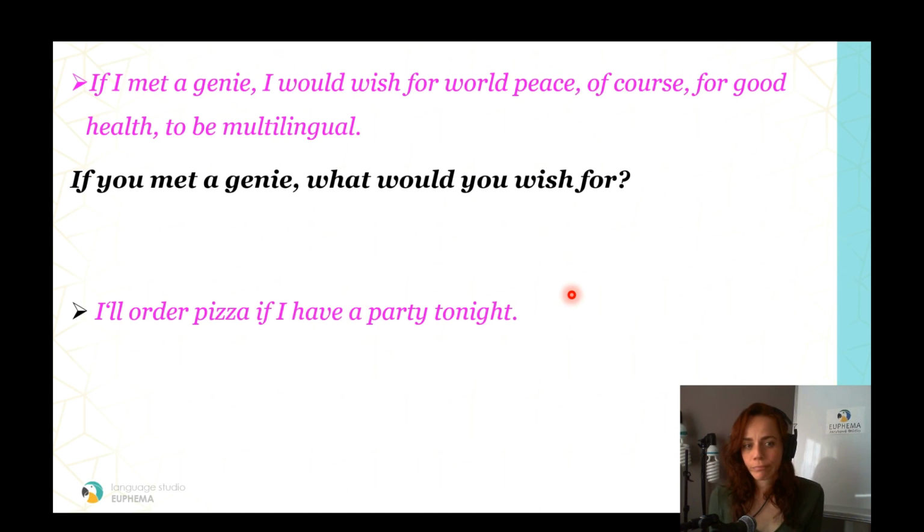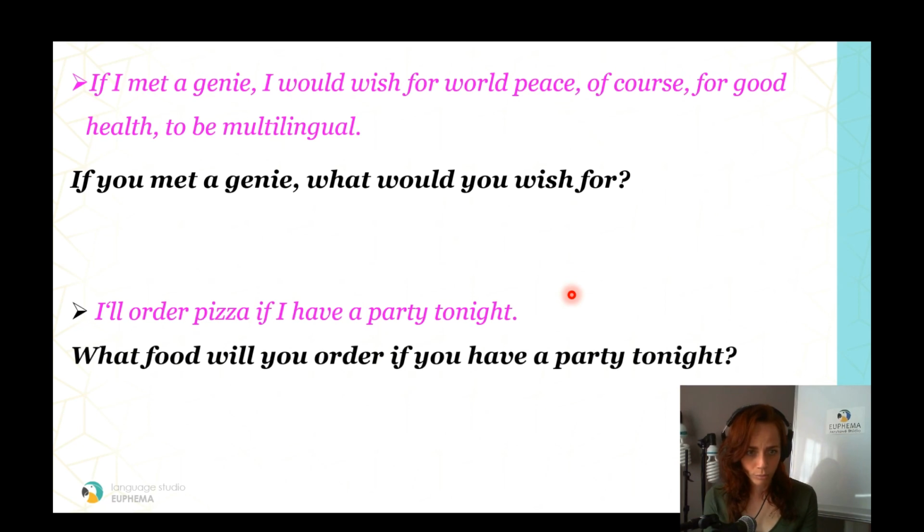Why pizza? Very simple answer, because it's my total favorite, okay, of all food. Pizza is my favorite food. I love it, and I would be able to eat it from now until the rest of my life. Seriously, my absolute favorite. So, and I think it's a really good party food. Anyway, I'll order pizza if I have a party tonight. And you? What food will you order if you have a party tonight? Answer, please.